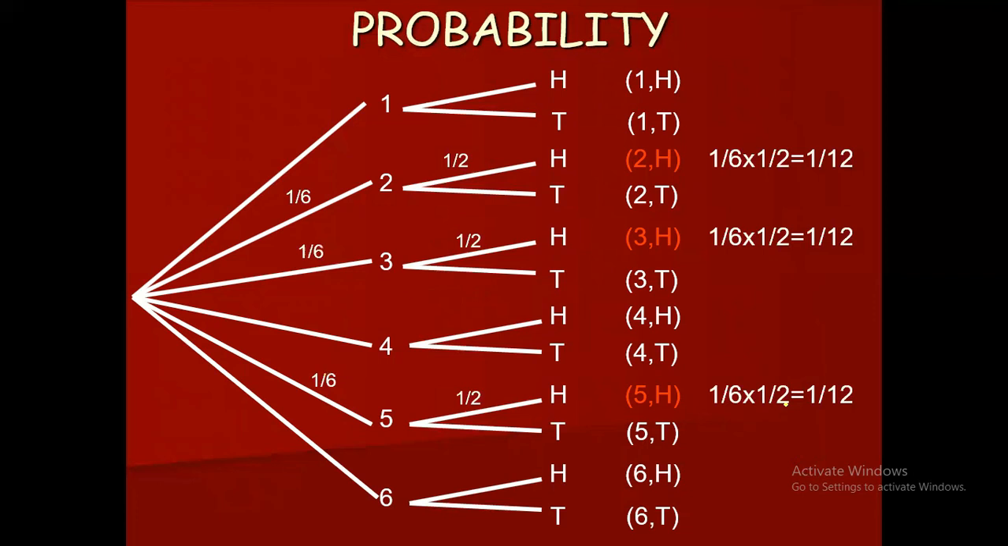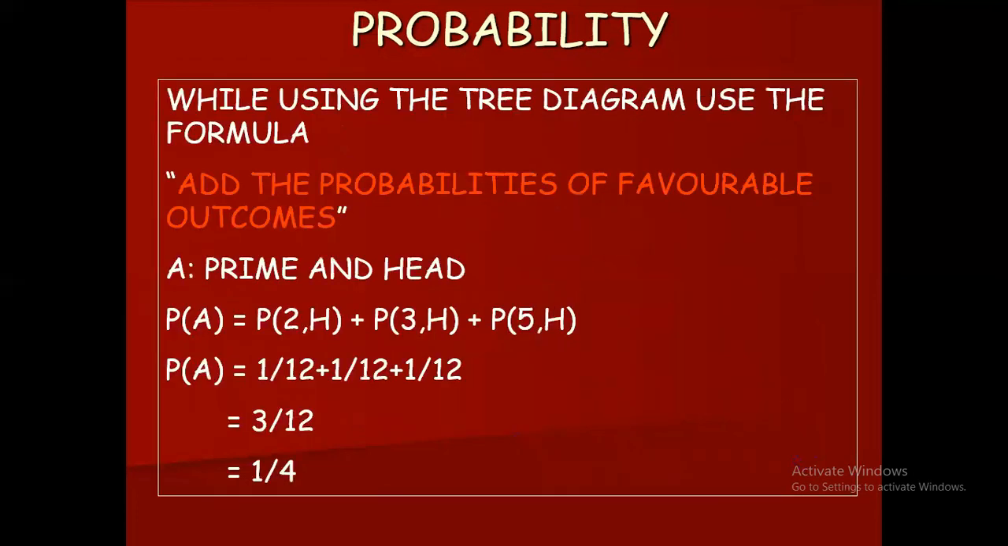While using the tree diagram, we will not use the old formula, favorable outcomes divided by total number of outcomes. We will use the new, more advanced, more general concept: add the probabilities of favorable outcomes. The favorable outcomes are 2H, 3H, and 5H. The probability of each is 1 by 12. The answer is 1 by 4.